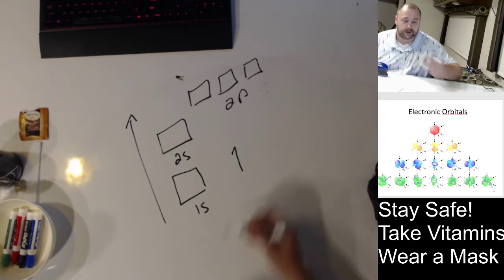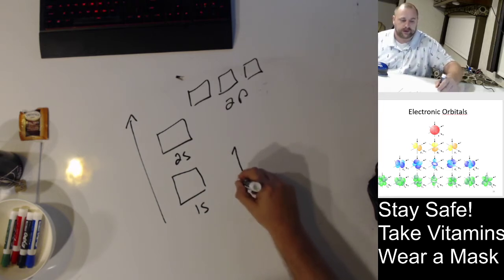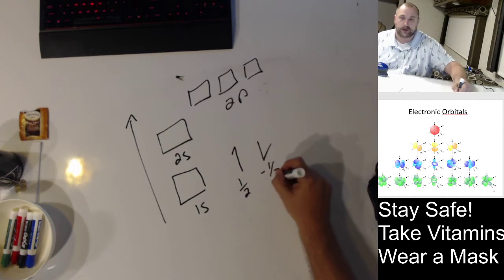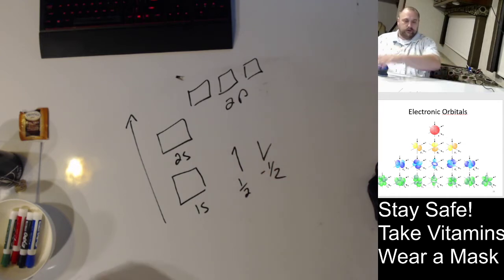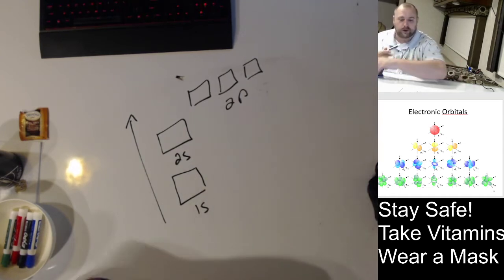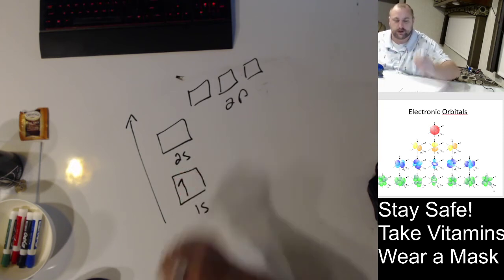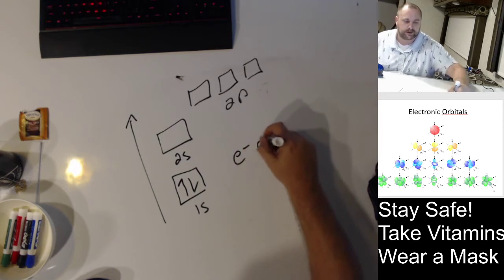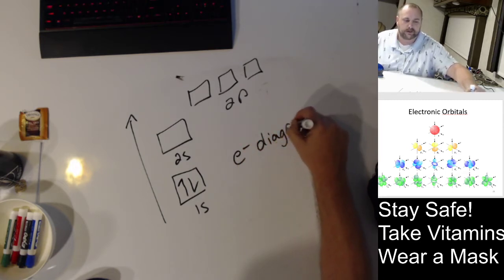And so when we put these in, there's our symbol for an electron. It's got 1 barb. And so we might say that this is 1/2, and this one is minus 1/2. Here's what we're going to do. Remember, you can't have the same 4 quantum numbers. So if I put this first one in going up, the second one has to go down. This is called an electron diagram. All right.